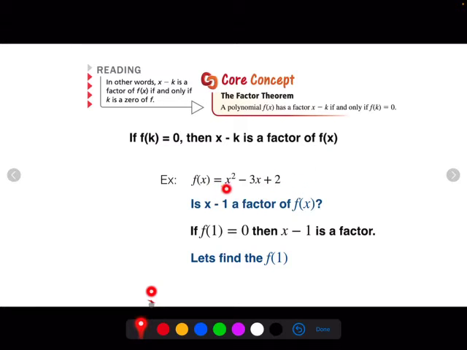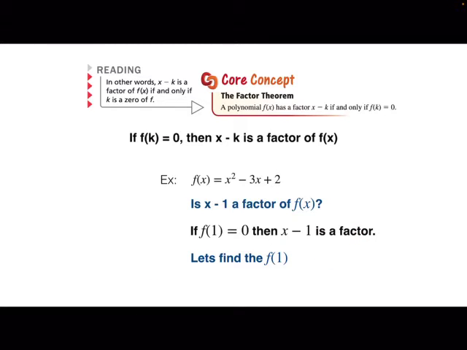So here we have a function, f of x equals x squared minus 3x plus 2. The question is, is x minus 1 a factor of it? And the factor theorem says if I substitute in the number 1, note how we use the opposite sign because it says x minus k, therefore k is the 1 here. So if the f of 1 is 0, then yes, x minus 1 is a factor. So on the next slide we are going to find the f of 1.